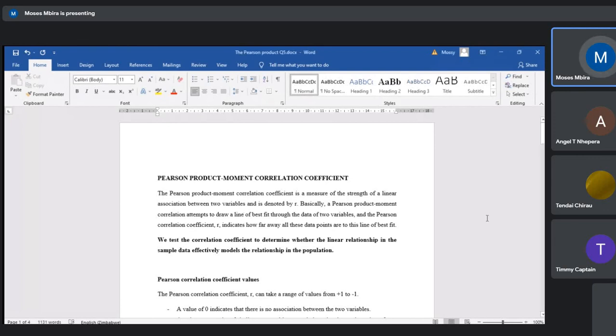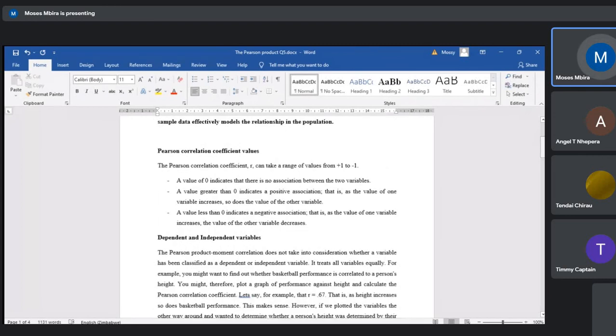So I'll start by defining the Pearson product moment correlation coefficient. It is a measure of the strength of a linear association between two variables and is denoted by r. Basically, a Pearson product moment correlation attempts to draw a line of best fit through the data of two variables. Then I'm going to read out the assumptions. First, let me read out the Pearson correlation coefficient values, what the values mean.